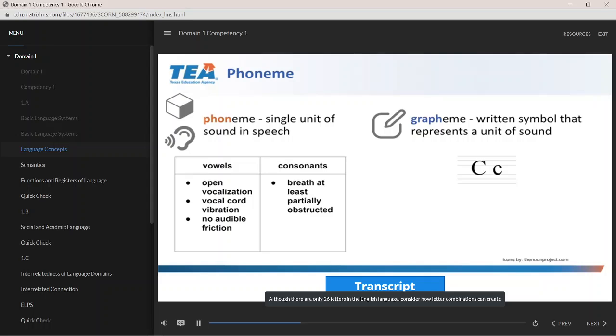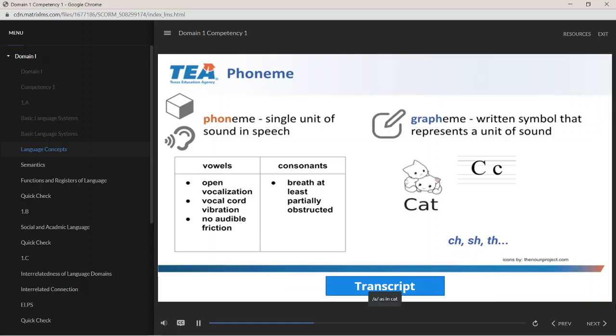Although there are only 26 letters in the English language, consider how letter combinations can create a phoneme, as in ch, sh, and f. And a single letter can represent different phonemes, like the way the letter A represents a in cat and aw as in swan. Because of this, there are actually 44 phonemes, 20 vowel sounds, and 24 consonant sounds. There are even more graphemes in English, approximately 250 in fact, as groups of letters are often combined to make a single sound.